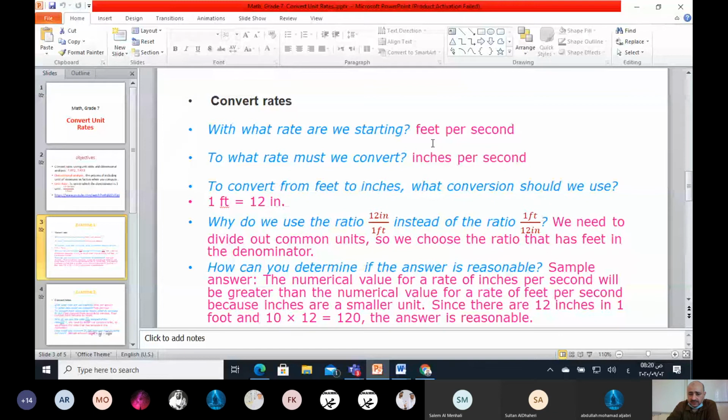And remember, to convert from feet to inches, what conversion should we use? Each 1 foot equals 12 inches.